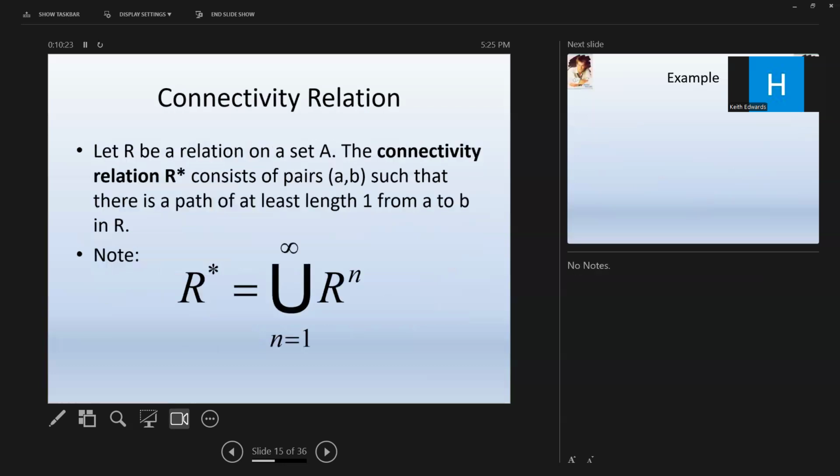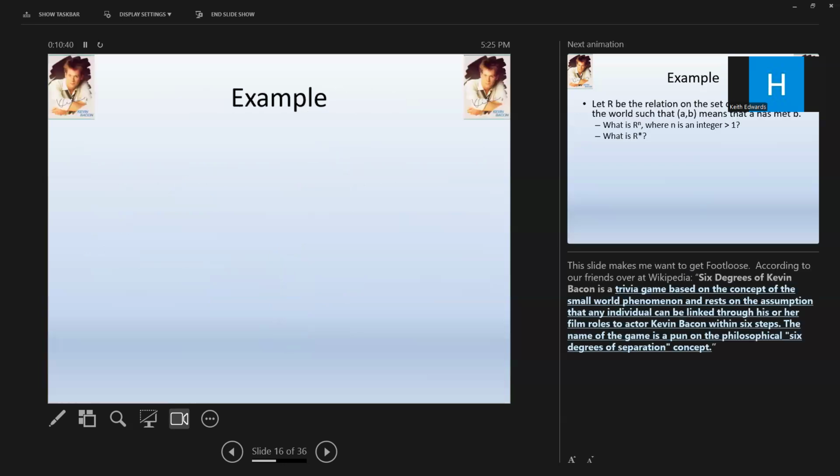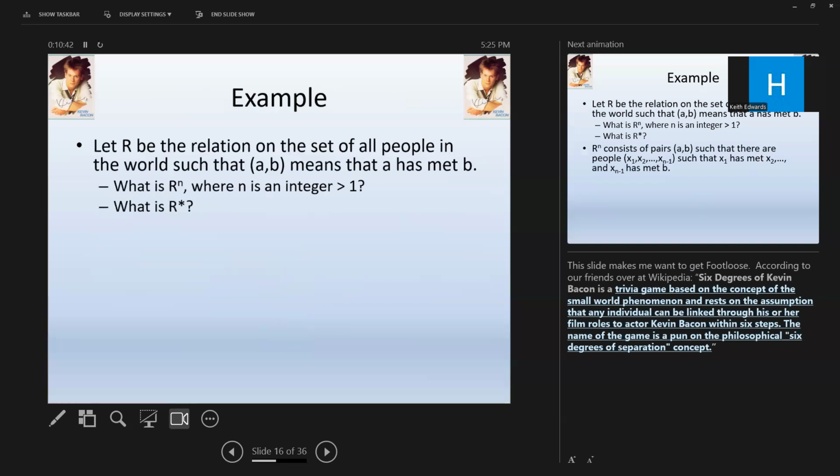What we can do is define the connectivity relation, which is R*. It consists of the pairs (a, b) such that there's a path of at least length 1 from a to b in R. That goes up to infinity, so the path could be as long as we need it to be. A real world example: I don't know if we've talked about the six degrees of Kevin Bacon, but nearly everyone in Hollywood is connected to Kevin Bacon by a relation of at most 6 degrees.